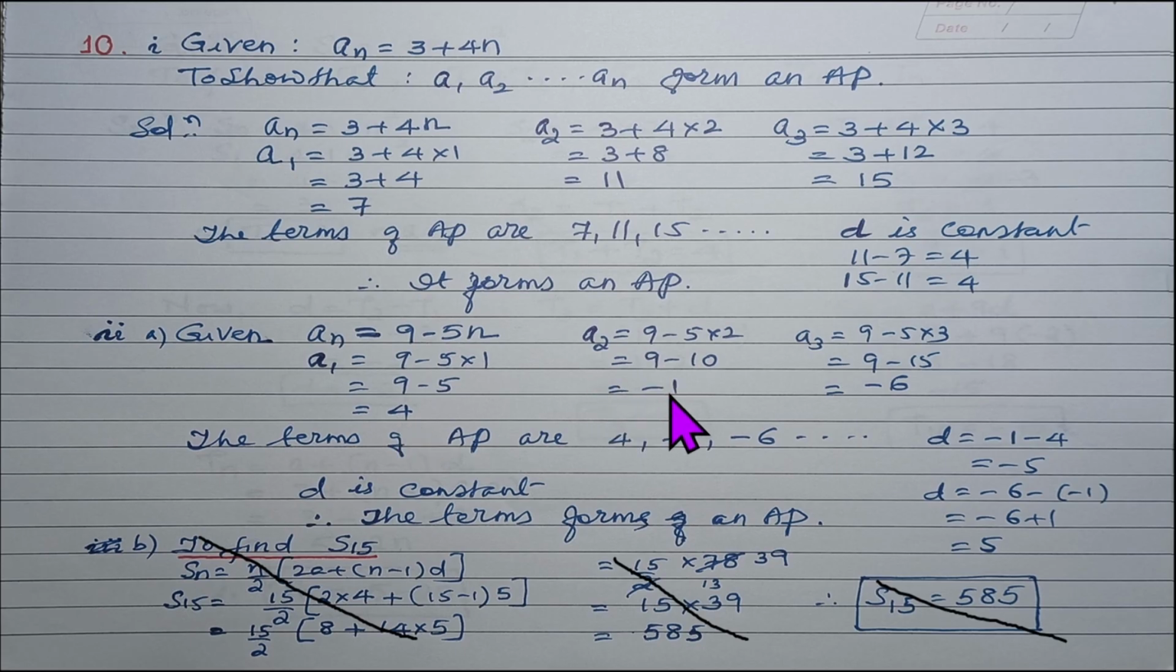a2 is equal to minus 1 and a3 is equal to minus 6. Therefore the terms are 4, minus 1, minus 6 and so on. So we find that the d is constant here. Minus 1 minus 4 is minus 5, minus 6 minus of minus 1 becomes plus 1. So minus 6 plus 1 is minus 5. So please correct this, it is minus 5, and therefore we find that d is constant, that is minus 5, and therefore the terms form an AP.